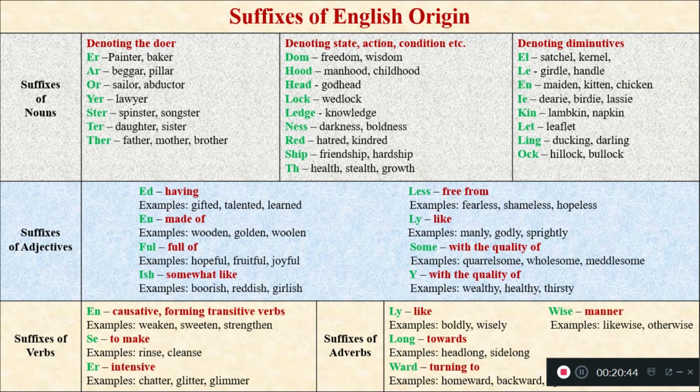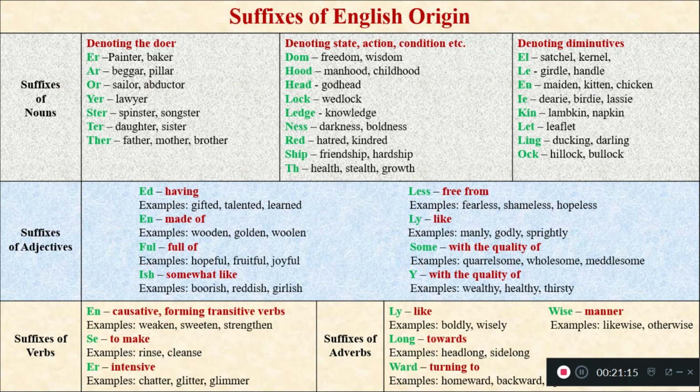Now the suffixes of adjectives. Ed means having, like gifted, talented, learned, etc. En means made of: wooden, made of wood; golden, made of gold; woolen, made of wool, etc. Full means full of, for example, hopeful means full of hope, joyful means full of joy. Ish means something like; reddish means somewhat like red color.